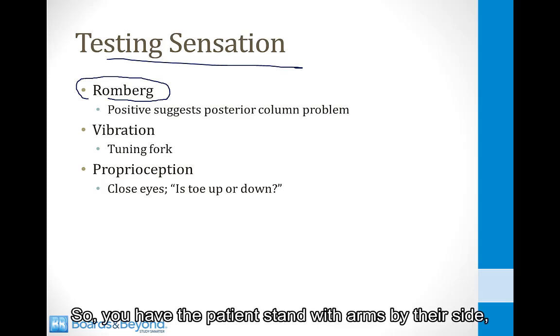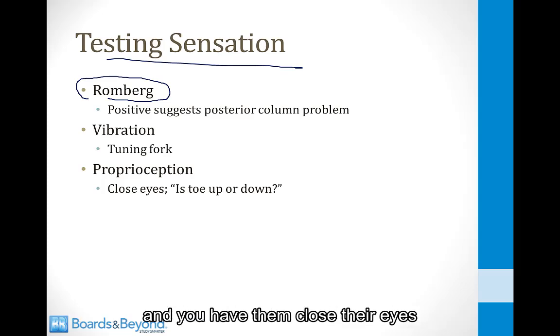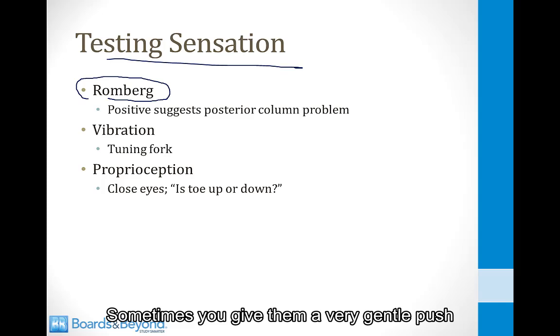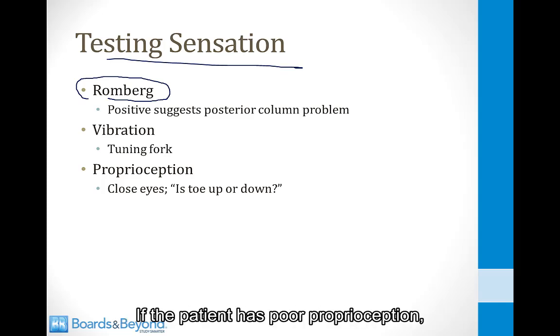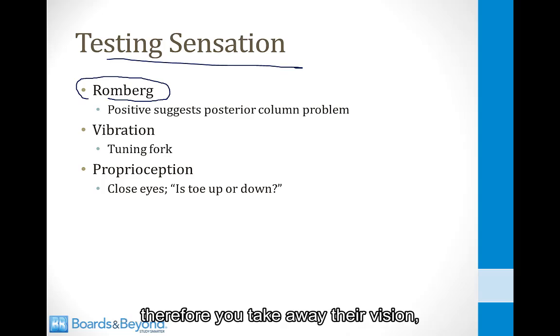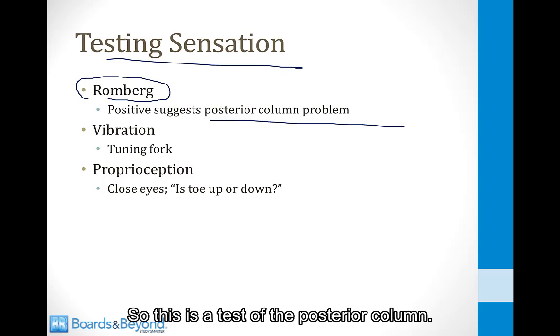You have the patient stand with arms by their side and you have them close their eyes and you see if they can maintain their balance. Sometimes you give them a very gentle push and see if they can maintain their balance. If the patient has poor proprioception, they will be using their vision to maintain balance. And when you ask them to close their eyes, therefore you take away their vision, they will become unbalanced. So this is a test of the posterior column.